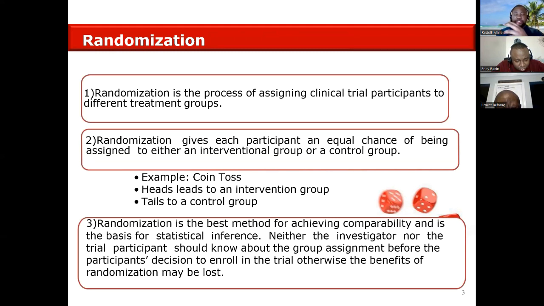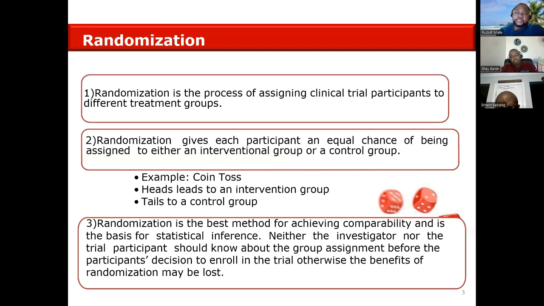There has to be an equal chance for every participant to be randomized into either the control arm or the intervention group. So think about randomization like a coin toss, right? You toss the coin, you flip the coin, and whatever side comes up, that's your chance for participation.